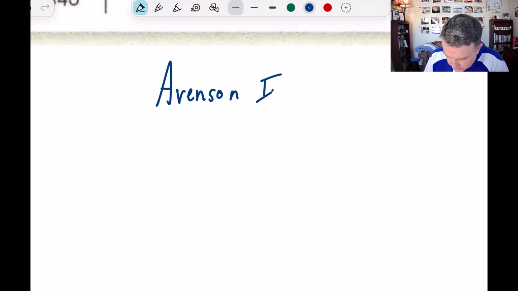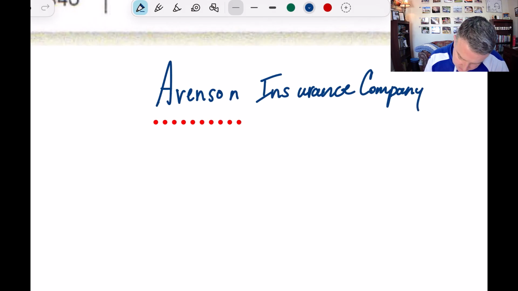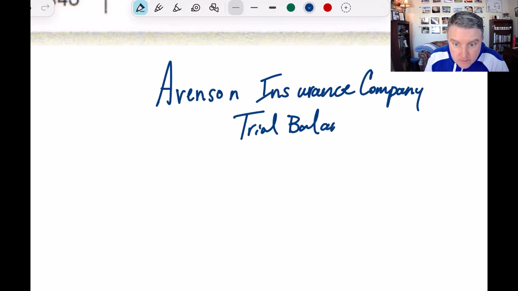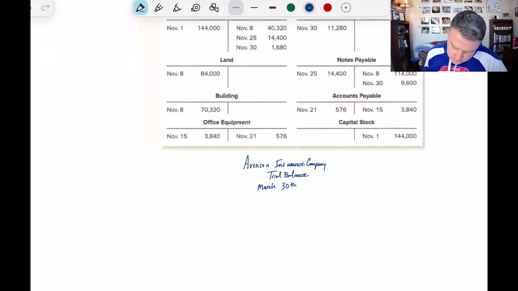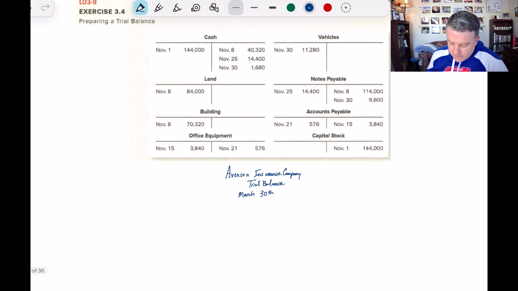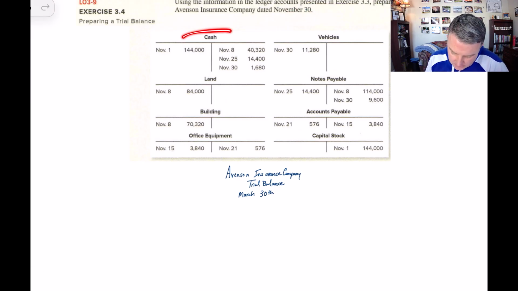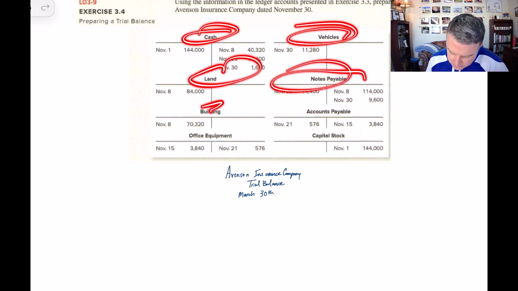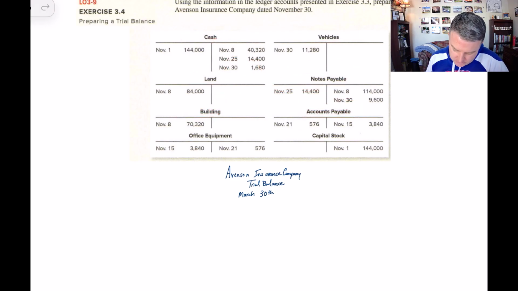Avinson Insurance Company. For Avinson Insurance Company, we're going to create a trial balance, and it will be for March 30th. There's our header, and then down the rows of this table, we're just going to list out the names of the accounts. So cash, vehicles, land, notes payable, building. We're just going to list these account names out.